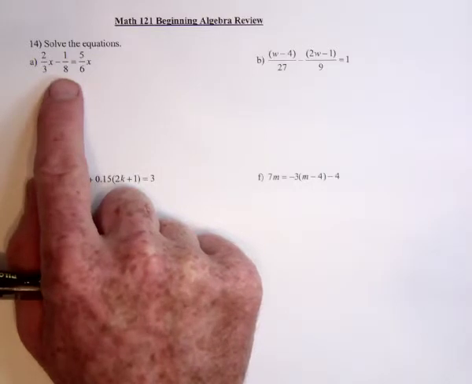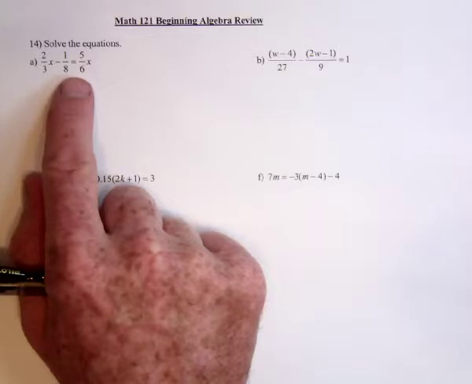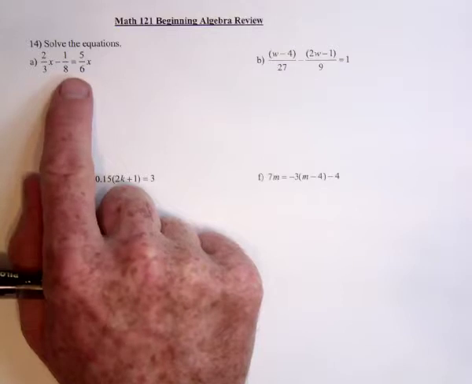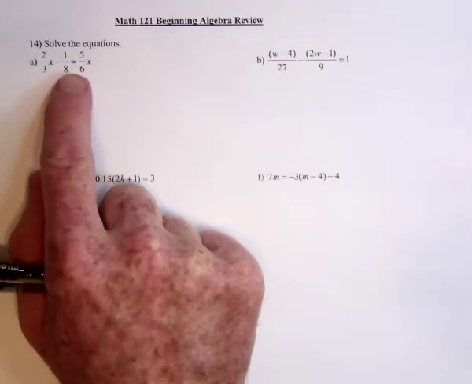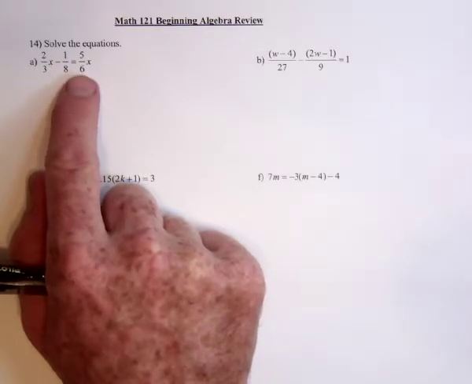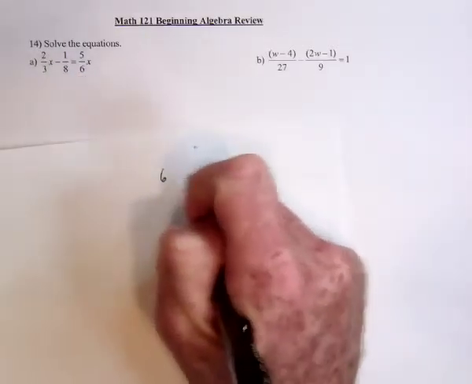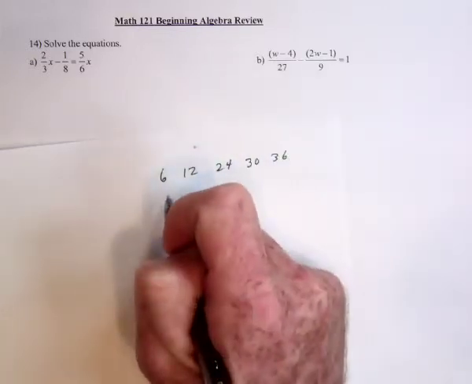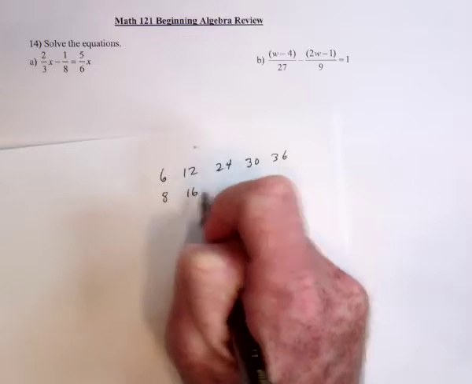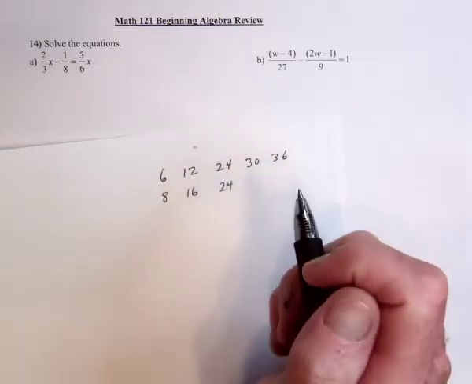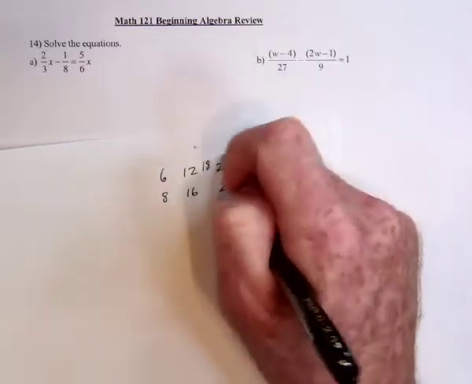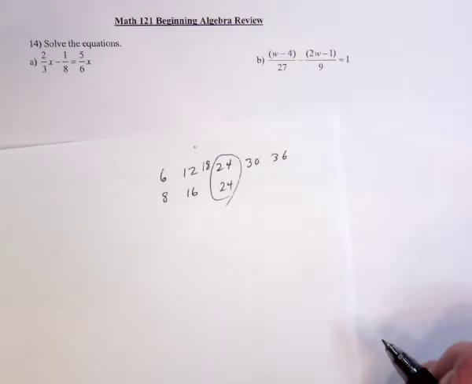The way to do that is you look at the denominators, 3, 8, 6, and find the least common denominator. Well, by just looking at the 8 and 6, I know that 24 would work. So I just think about the multiples of 6: 6, 12, 18, 24, 30, etc. Think about the multiples of 8: 8, 16, 24. Oh, there you go. I forgot 18 on this one. So 24 is the first one that's common.